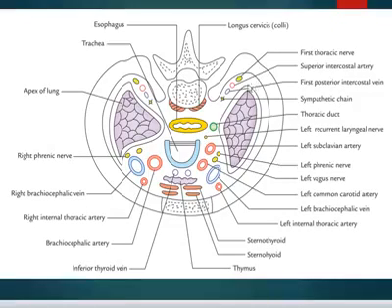Small vessels like superior intercostal artery, first posterior intercostal vein, left internal thoracic artery, right internal thoracic artery, as well as inferior thyroid veins. Nerves like first thoracic nerve, sympathetic chain, phrenic nerve, vagus nerve. Some muscles like longus colli, sternohyoid and sternothyroid muscles.